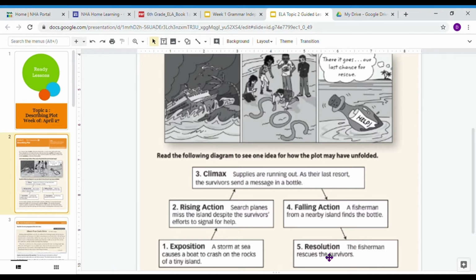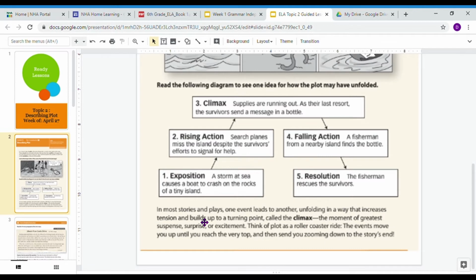That's our resolution. It says, in most stories and plays, one event leads to another, unfolding in a way that increases tension and builds up to a turning point called the climax, the moment of greatest suspense, surprise, or excitement. Think of the plot as a roller coaster ride. The events move you up until you reach the very top and then send you zooming down to the story's end.